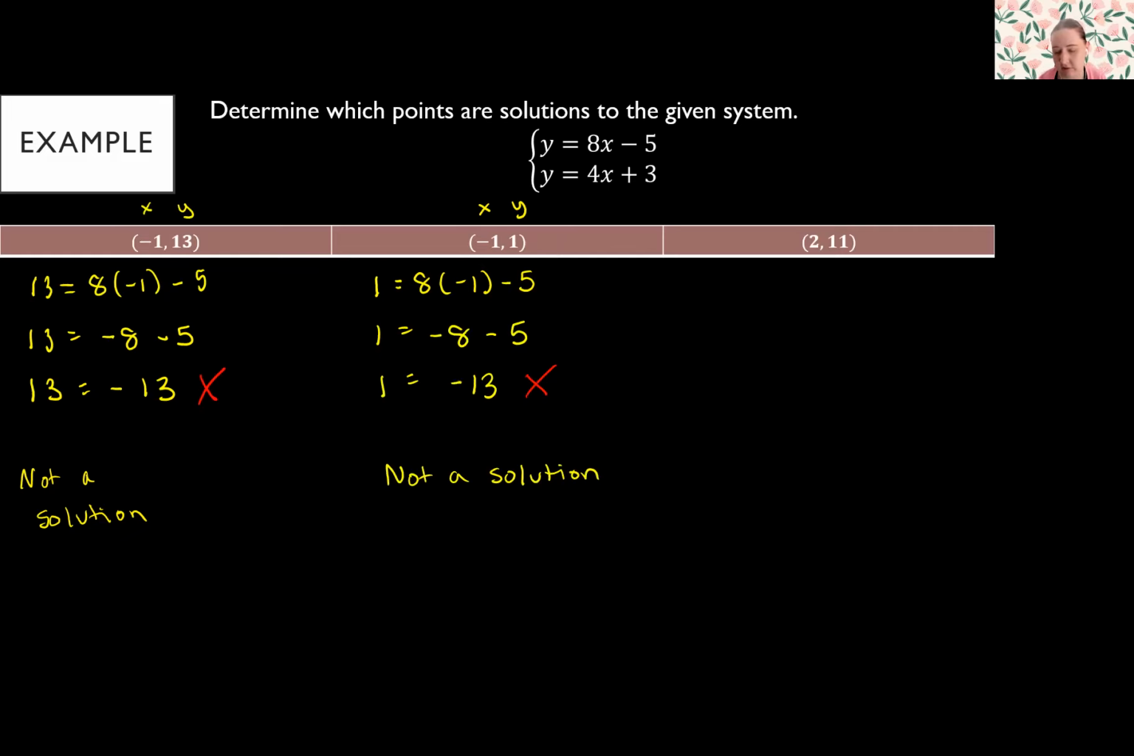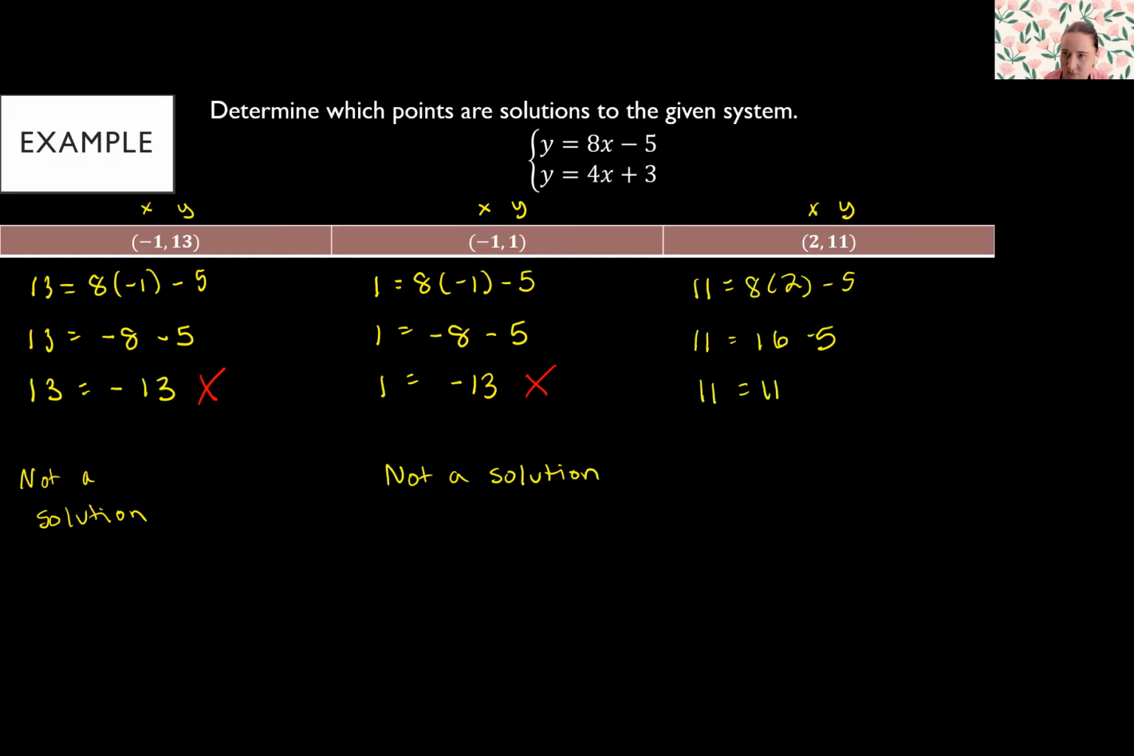So now let's see if we can check this next one. So we got 2 and 11. So we're going to have 2 for x and 11 for y. I'm going to put it in the first equation. So we have 11 equals 8 times 2 minus 5. So 8 times 2 is 16 minus 5. So 11 equals 11. So that works.